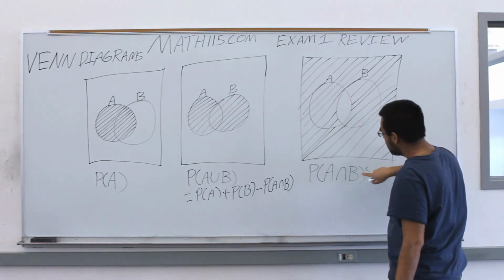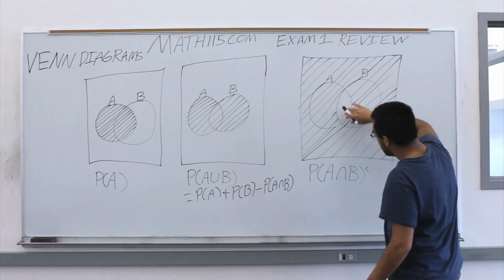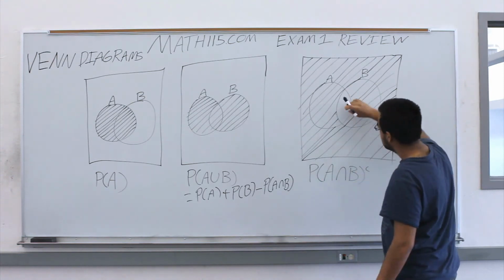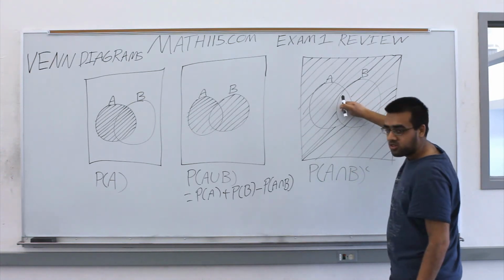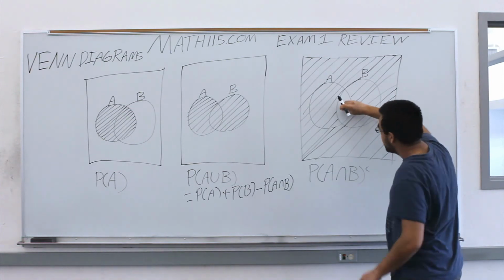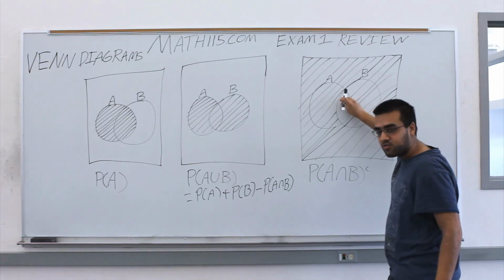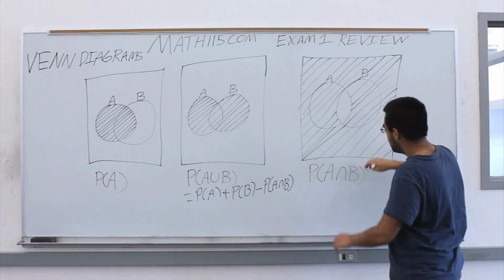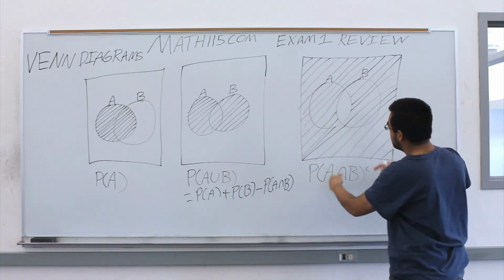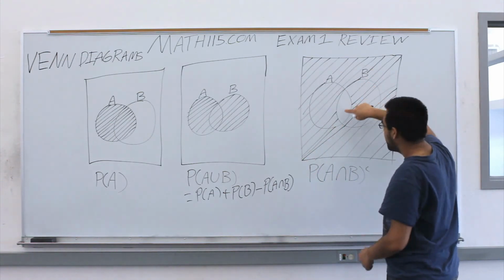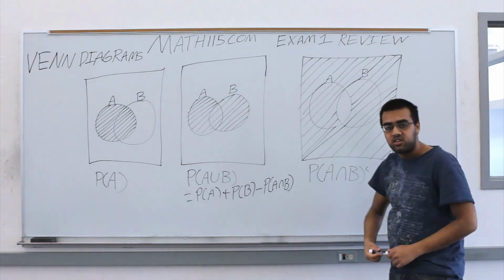Well, when you attach the complement to that, this intersection, the part that is described by this, is now not what we're looking for. So the complement indicates precisely what we're not looking for. So A intersect B is what we're not looking for. That means the answer is everything around the intersection, anything that is not the intersection.